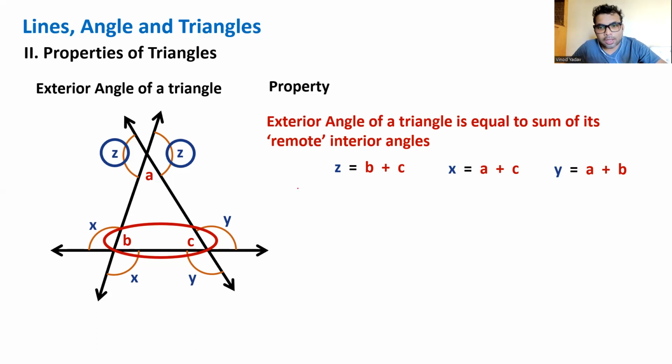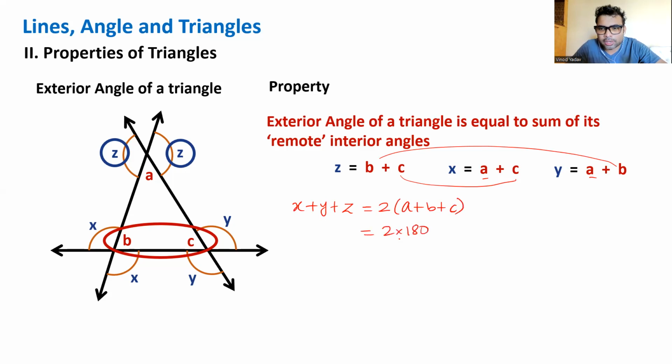All right. Now, if I add all three, x plus y plus z, can you see A will be getting added two times, same with B and same with C. So two common, A plus B plus C. Now, A plus B plus C is 180. So 2 times 180, friends. So the sum of all the exterior angles of the triangle is 360 degrees. And it is true for all polygons. The sum of all the exterior angles will ultimately be 360 degrees, friends. Okay. All right. Cool.